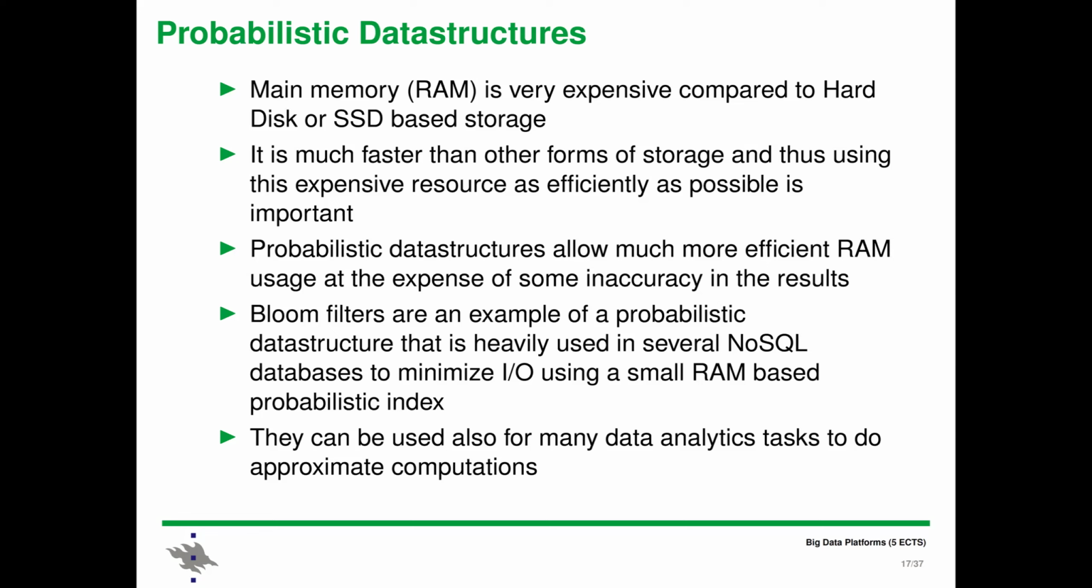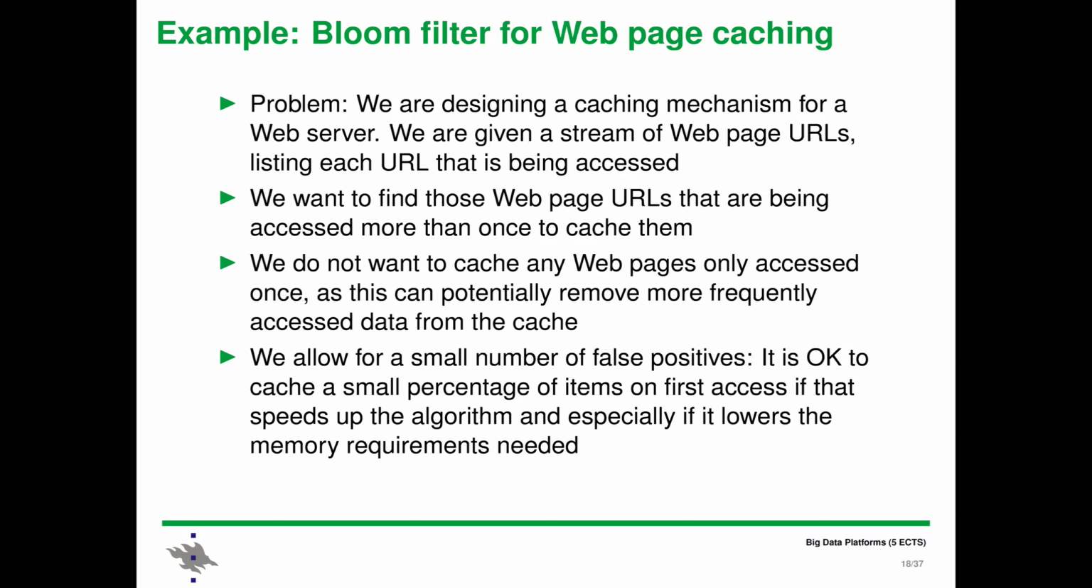So what are these things and how can you use them? Let's take a running example. Let's say we are designing a caching mechanism for a web server. As input, we're given a stream of web page URLs, listing each URL that is being accessed. And we want to find those web page URLs that are being accessed more than once to cache them. So the second time you see a particular URL, you put it into your cache.